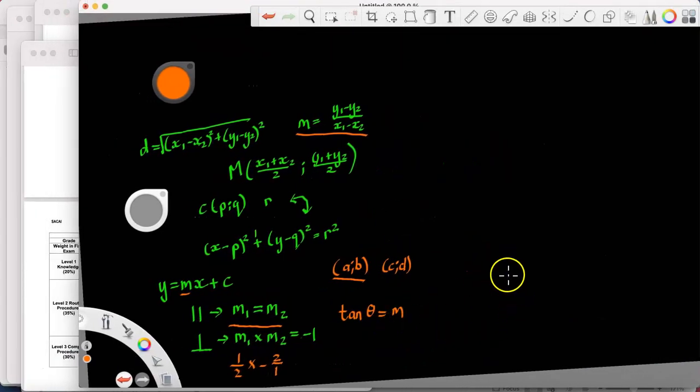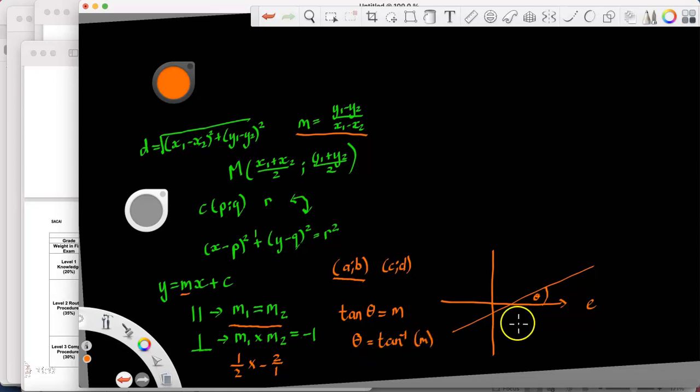When I actually have that, it means that in my Cartesian plane, if I have an angle, the angle that I make with the positive x-axis, the axis that goes east, that angle is theta. And so when I take tan theta, tan of that angle, I get the gradient. In other words, if I take theta by itself, it's arctan of the gradient. Arctan of the gradient gives me this angle.